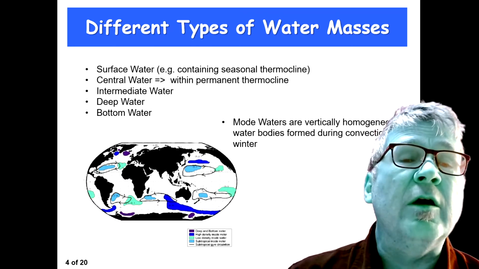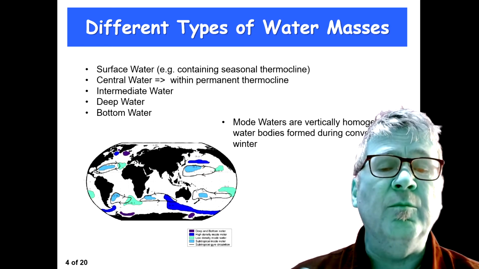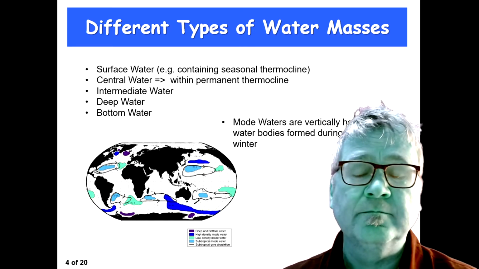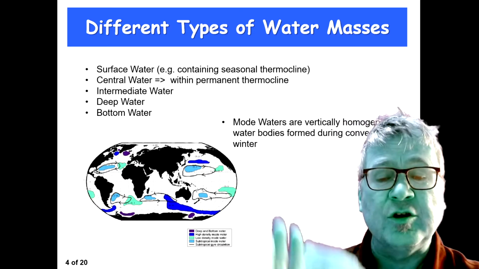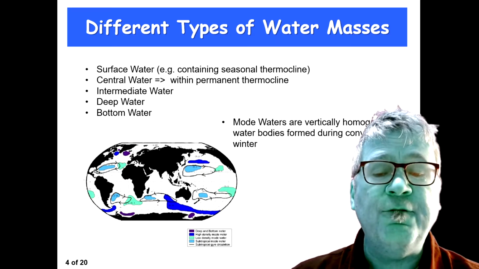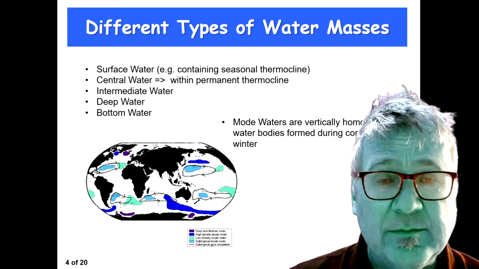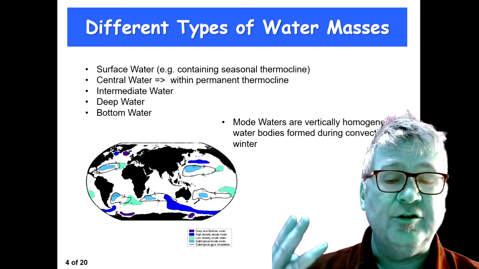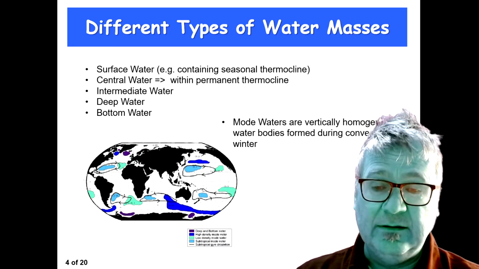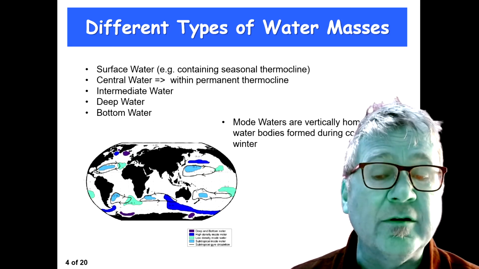In addition to that, we also have a definition of mode waters. Mode waters are vertically homogeneous water bodies formed during convection in winter. There are specific areas, shown here on this map, where these mode waters are formed. Some of these mode waters are very, very dense and actually trigger the formation of bottom waters in the ocean. Some are less dense and contribute to the deep water.